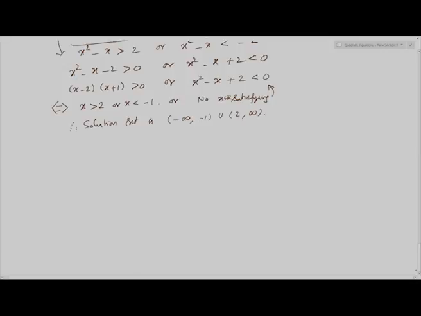Next, a similar type of quadratic inequality, but involving modulus signs. Consider this: x² - 2x - 5|x - 1| + 7 ≤ 0.